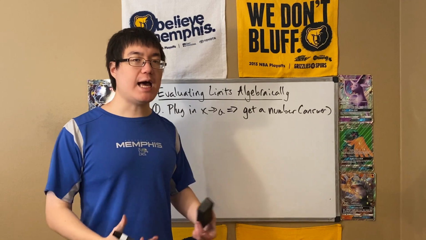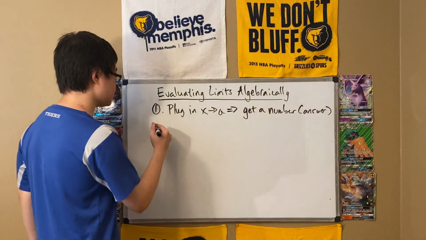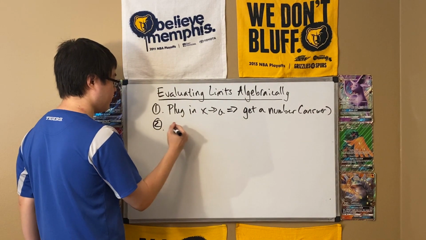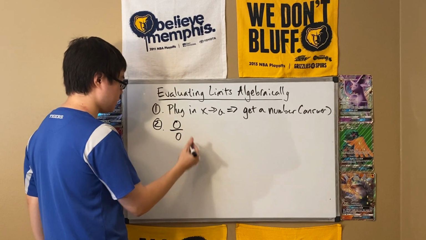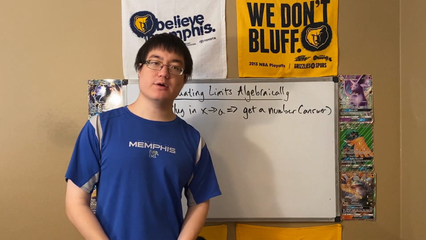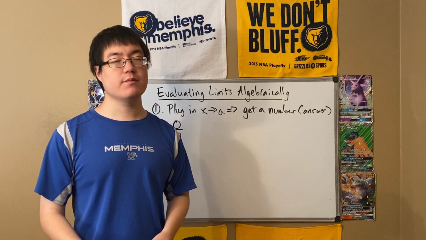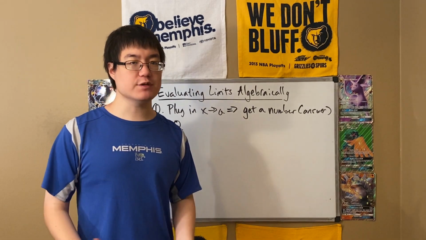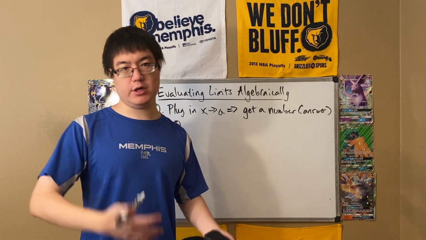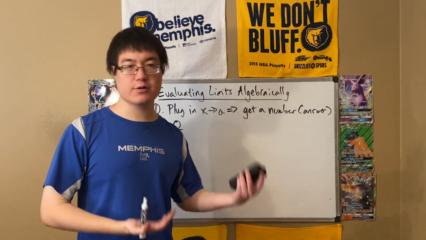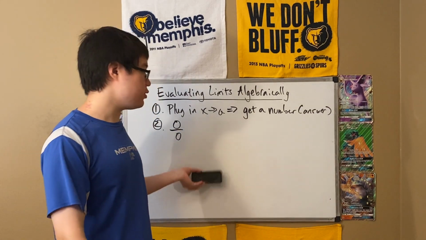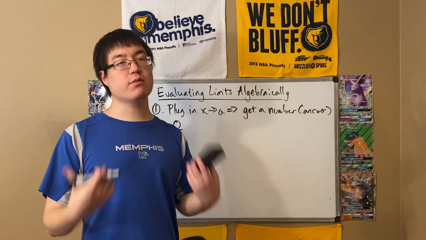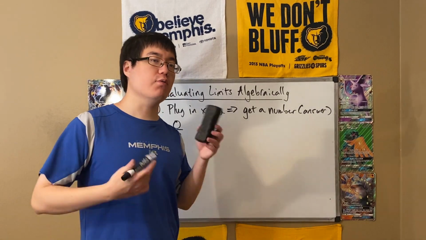Unfortunately, what's going to happen in most scenarios is we'll get step 2. We won't get a number, but we'll get something like 0 over 0. 0 over 0 is what is called an indeterminate form. Basically, you don't know what 0 over 0 is because what is 0 over 0? Is it 1? Is it 0? Does it not exist because you're dividing by 0?